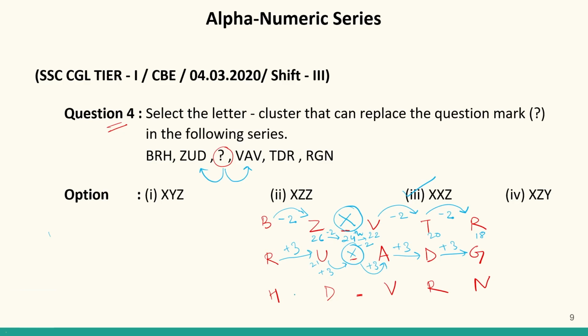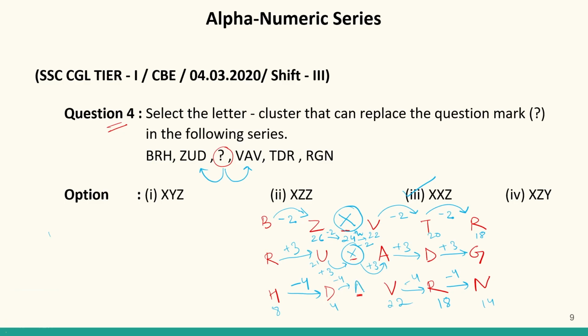But let us check. From H, if we are going to D, that means we are going back. H is positioned at 8, D is positioned at 4. So we are going 4 back, 4 positions back. V is positioned at 22. R is positioned at 18. Here also we are going 4 positions back. N is positioned at 14. So here also we are going 4 positions back. So we have to go 4 positions back here.